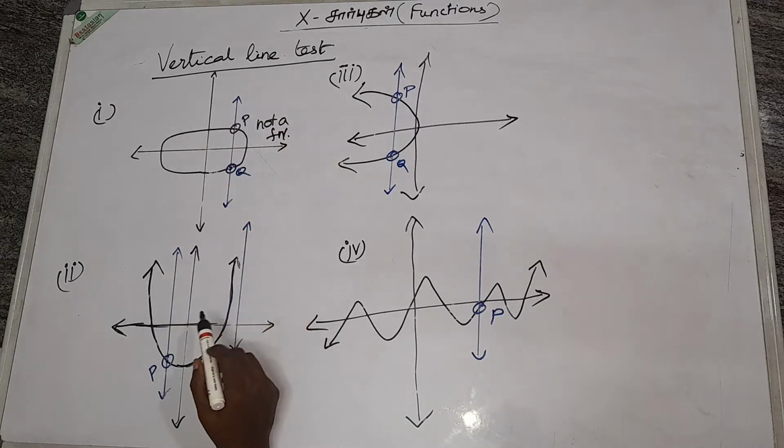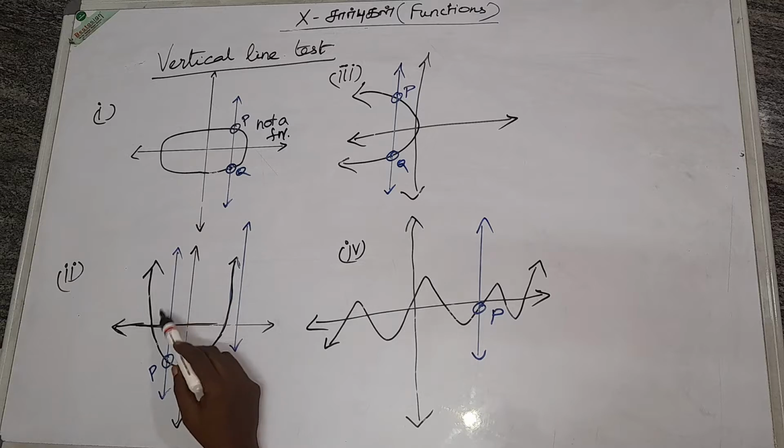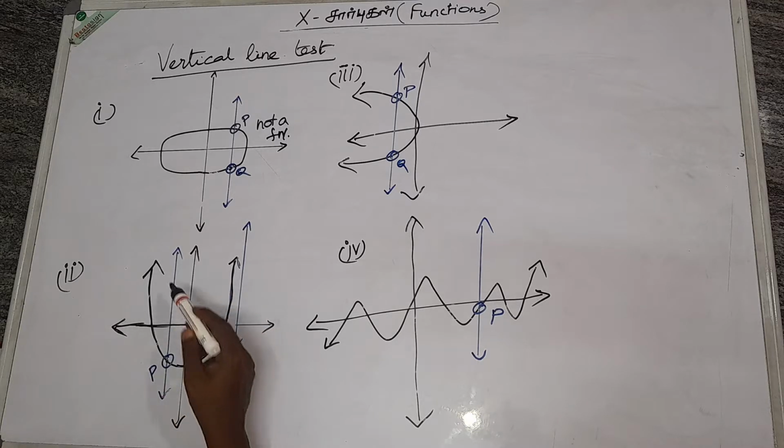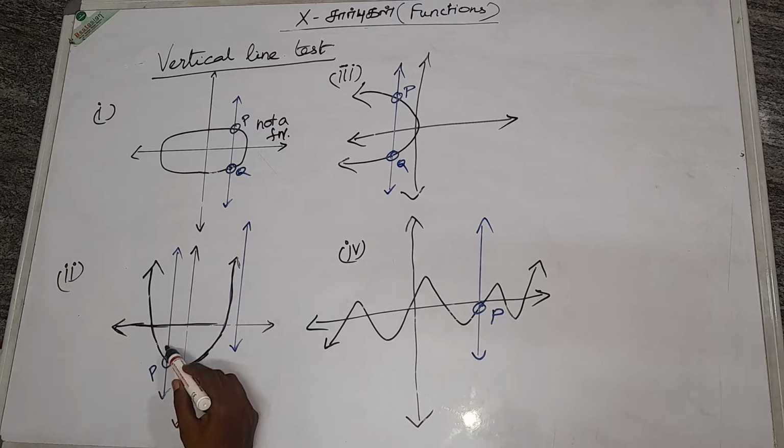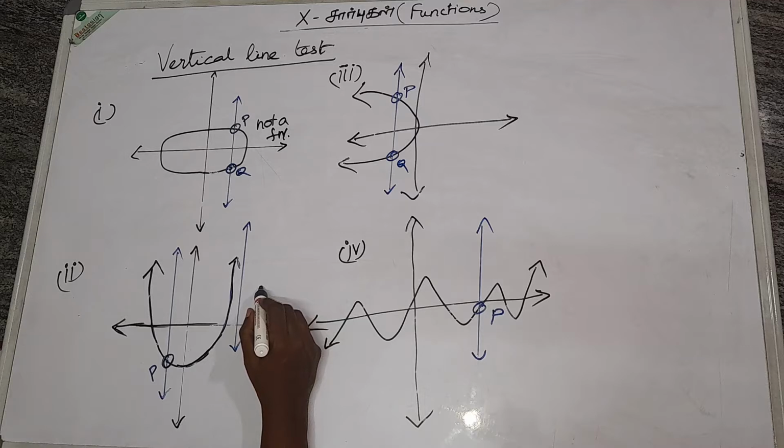Next one, second one, see here the parabola is given, then the vertical line touches at only one point P, so we can say it is a function. So this is a function.